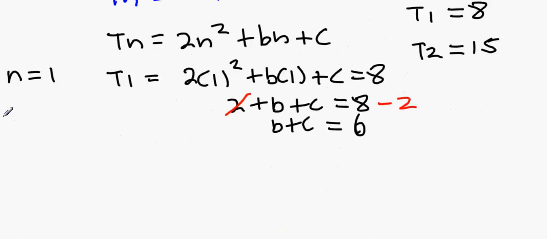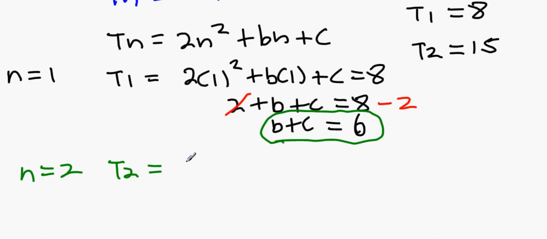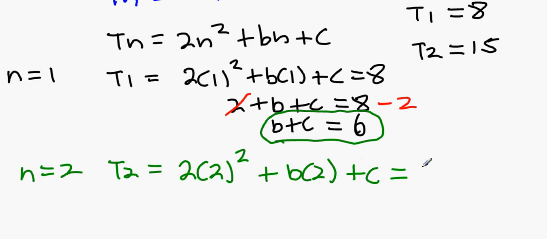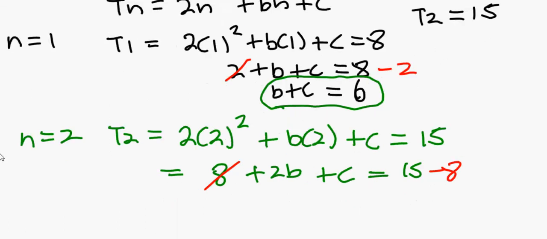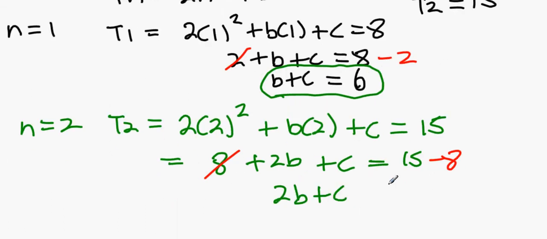The next one we have to do is T2. Do this in green. T2 means n equals 2. And remember, this is the first equation of a simultaneous equation. So T2 is 2 times 2 squared plus b times 2 plus c equals 15. This is 8 plus 2b plus c equals 15. Bring the 8 over to the other side, minus 8, so our answer is 2b plus c equals 7.